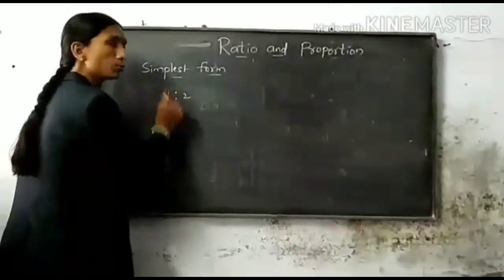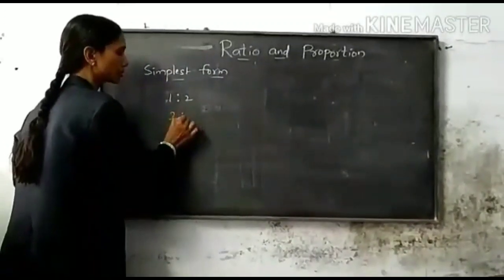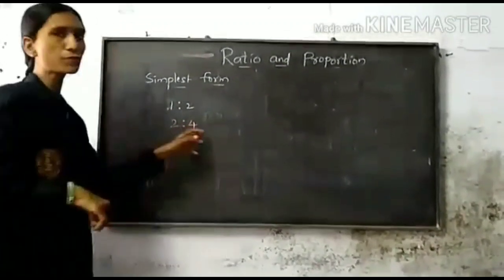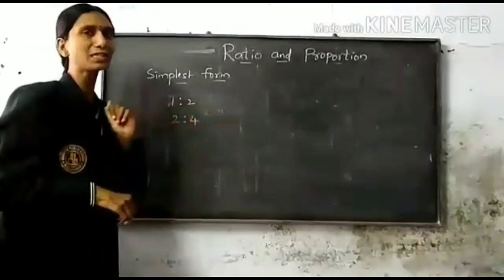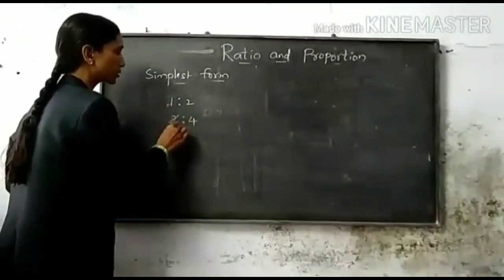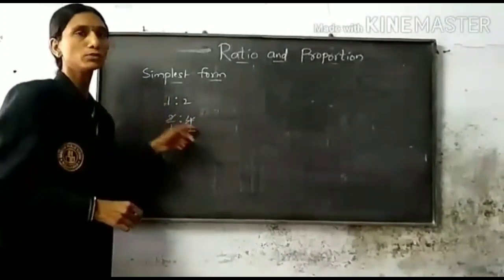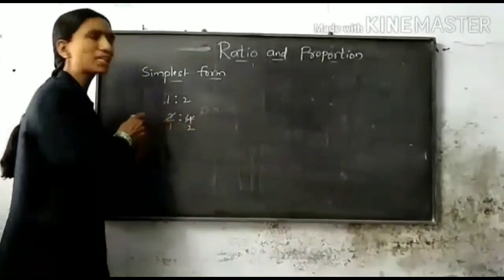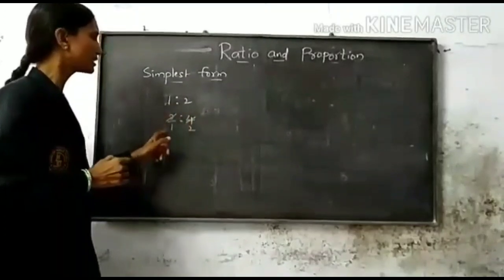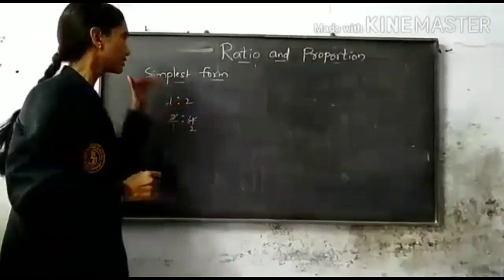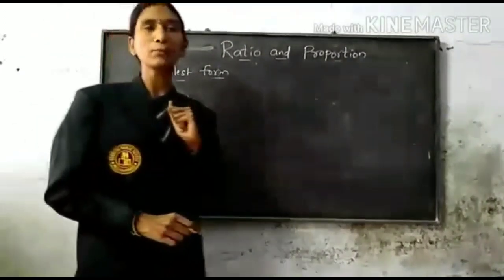Next, for 2 persons she takes 2 cups of milk and 4 spoons of sugar. Here we can cancel with the 2 table. 2 ones are 2, 2 twos are 4. So we get 1:2. So we say that the simplest form of 2:4 is 1:2. We will use it like this. I will tell one more example.